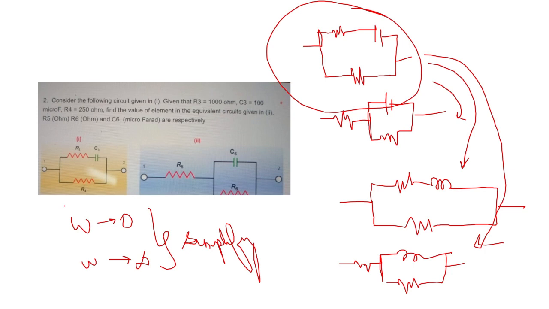So the impedance you get when omega tends to 0 over here will be equal to the impedance over here when omega tends to 0. Similarly, the impedance you get when omega tends to infinity here will be the same as when omega tends to infinity over here. By doing that, you will get the resistor values. Then you have to find out the capacitor value. The net impedance of the first circuit will be equal to the net impedance of the second circuit. You will have to equate and then find. Are you getting the point?